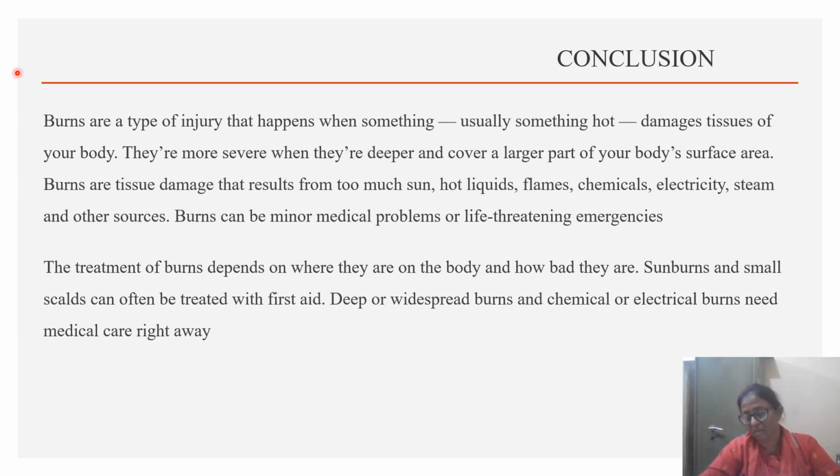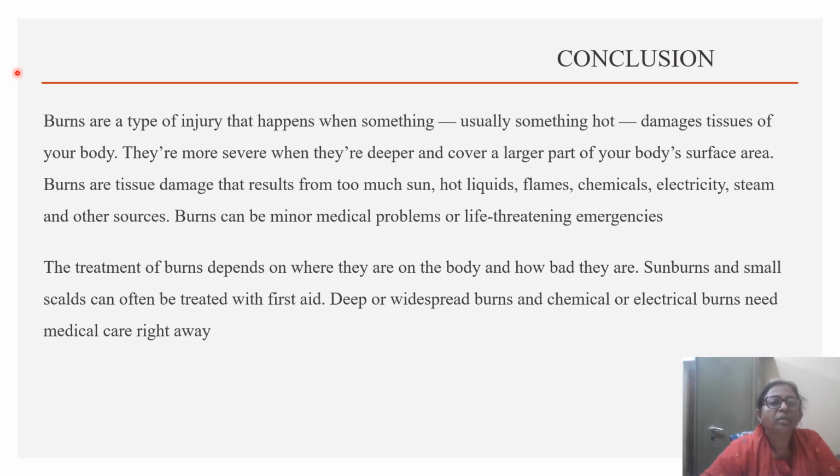So burns, there are different types of burns. We have seen the classification of burns, and we have seen the different complications also. Complications of burns include infection, pulmonary complications, metabolic complications, cardiovascular complications, pathological scars, neuropathy, etc. And we have seen the management: fluid management, nutritional management, hydrotherapy, and surgical management such as grafts, the surgeries, escharotomy and fasciotomy.